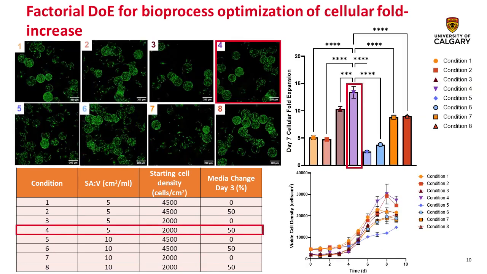Each of the 8 conditions were run in parallel over a period of 9 days, and the day 7 cellular fold increase was taken as the output variable, as it was before any of our conditions began to dramatically decline. Here I've included the confocal images and cellular fold increases on day 7, and an ANOVA analysis revealed that one of our conditions was statistically higher than all others, which was a low surface area to volume ratio, a low starting cell density, and a 50% media change on day 3.